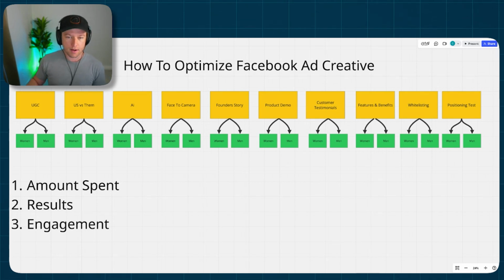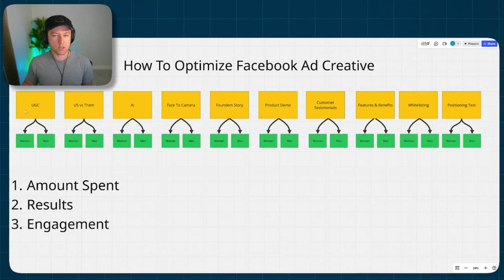So I view UGC as essentially just user-generated content, more native content. This is a very, very, very broad category, but this would be considered a type of creative that Meta wants. Another one is us versus them. So think of this as you versus the standard in the market.